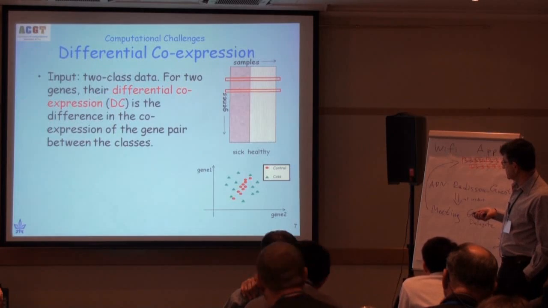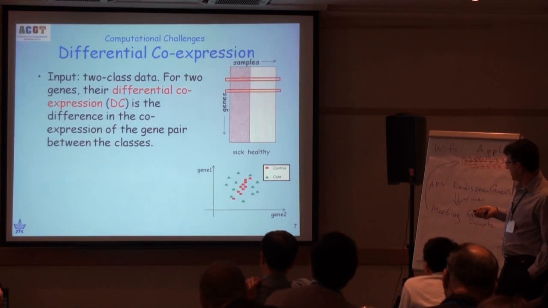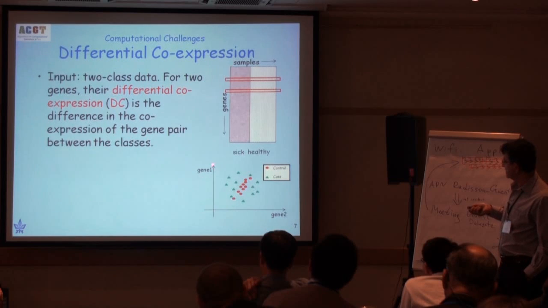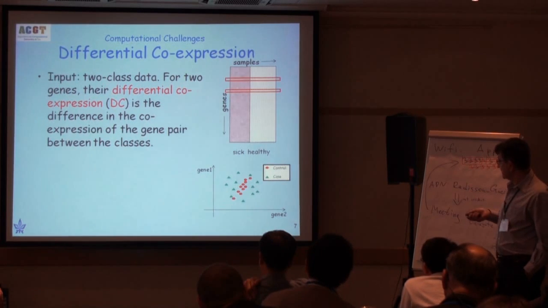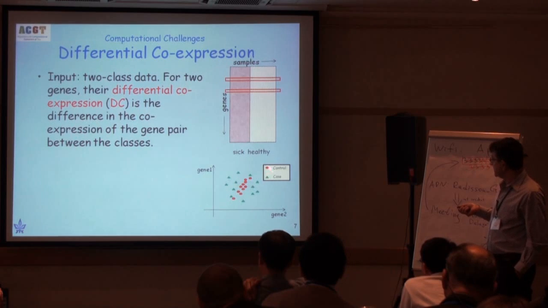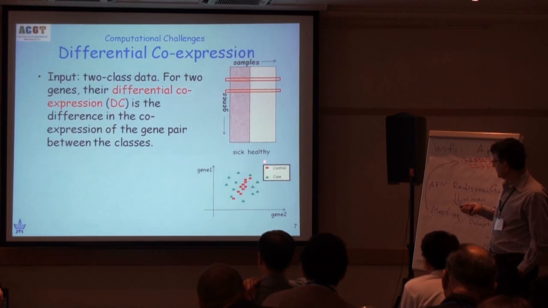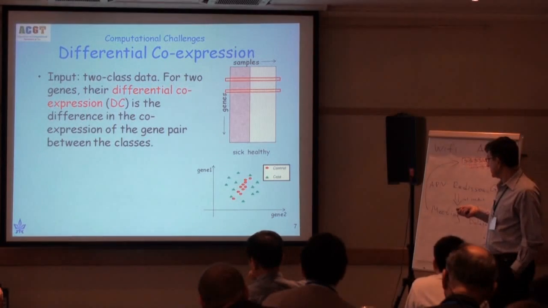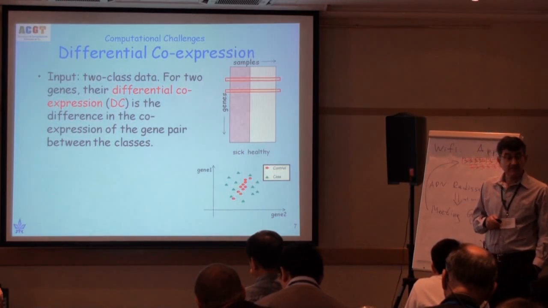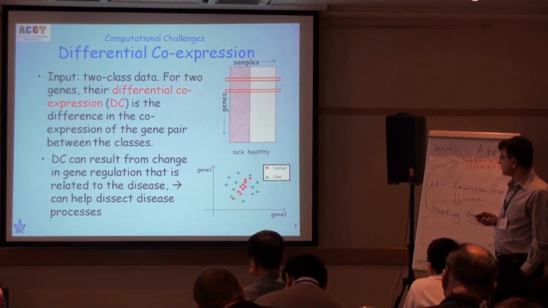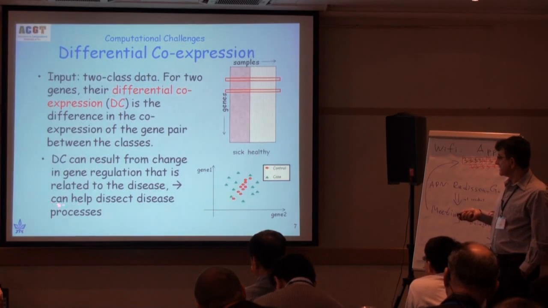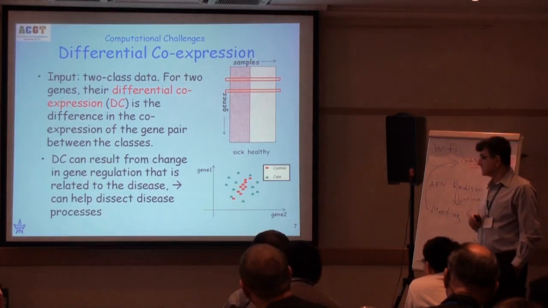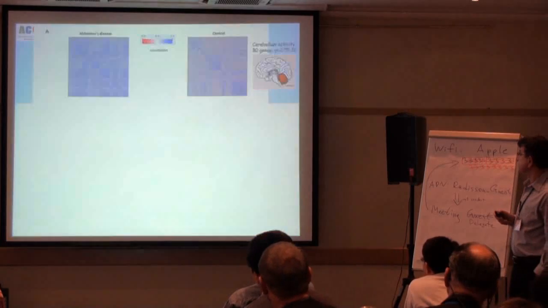So here is just an example. This is the value of gene 1, let's say this one, and this is the values of gene 2, and the green is the case and the red is the control, and you see that the correlation between the genes is much higher in the controls here than it is in the cases. So, as I said, it can help us to dissect disease processes.